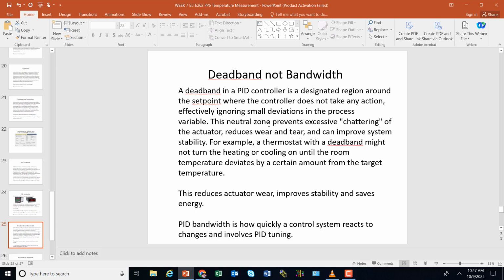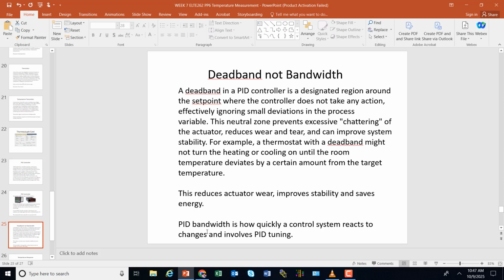But in an automated system, maybe you really do need a super tight deadband. Maybe it needs to be exactly 70.5 degrees, and as soon as it goes to 70.49, it's got to come on, and at 70.51, it's got to shut off. But that's the deadband that you have to figure out: how much chattering of the actuator, off and on, you want. And like I said, that would reduce the actuator wear, improve stability, and save energy, depending on what you want.